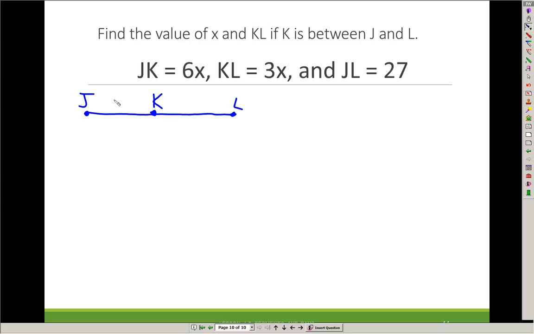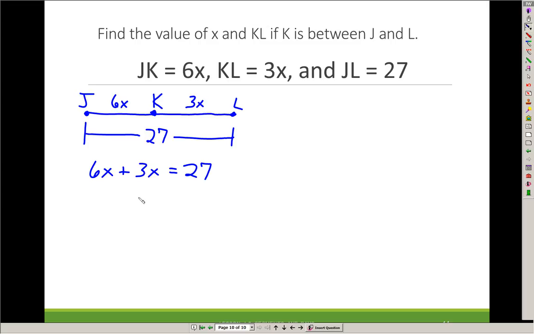JK is 6x. KL is 3x. And the measure of segment JL is 27. So we'll put these extra dimension lines there to draw the whole segment length. Now the parts add up to equal the whole thing, so let's do that. One part 6x plus another part 3x equals the whole thing, 27. Part plus part equals whole thing.